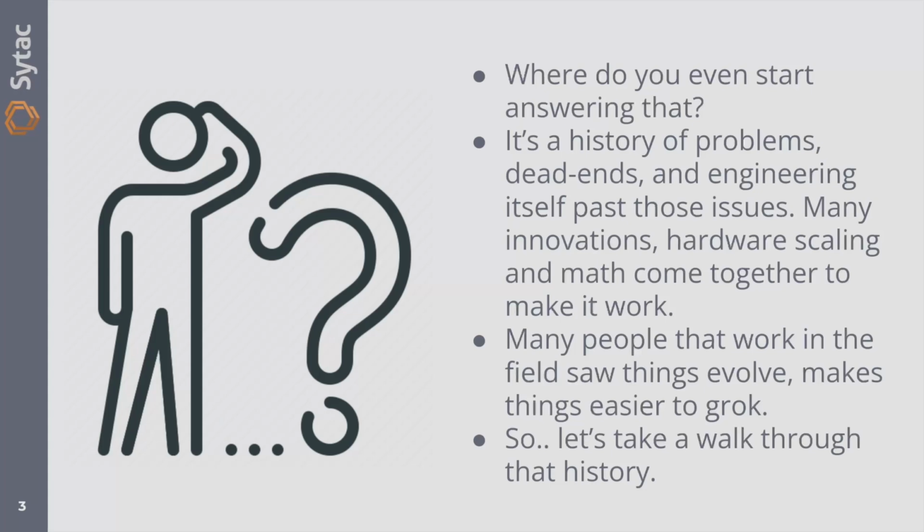When you start answering that, machine learning models have a huge history. There are also a lot of dead ends, right? A lot of stuff that didn't work, and a lot of engineering to get past these issues. It's innovation, but also a lot of stuff that has been tried out, and sometimes it works. Sometimes it works, but it's hugely complex and takes a lot of compute. And sometimes it's a simple solution to a complex problem. It's innovation, math, hardware scaling. And it's a little easier if you see these things evolve over the years.